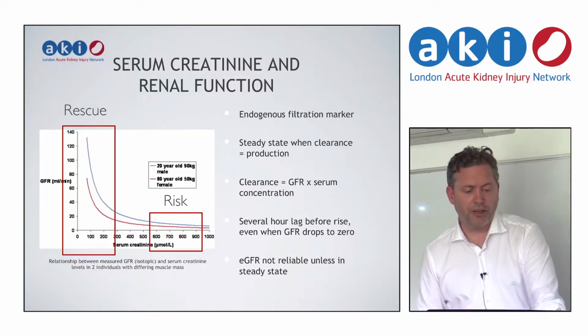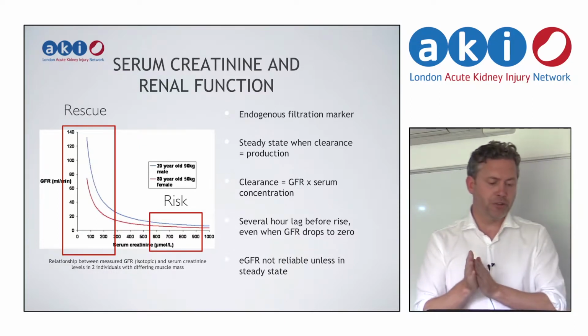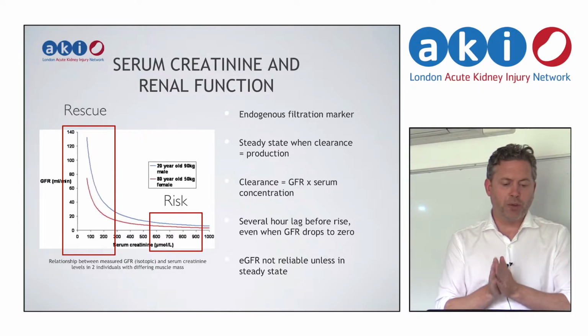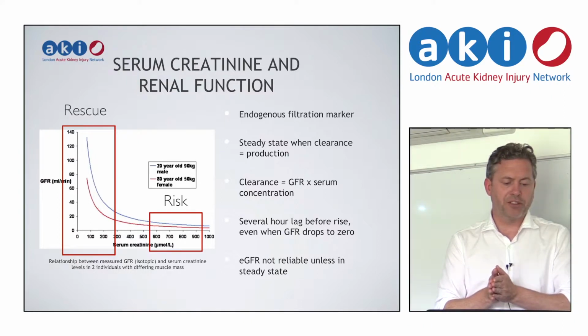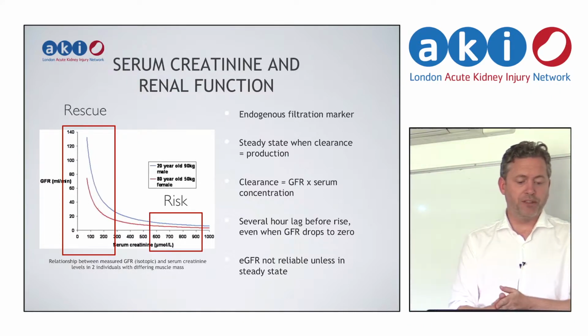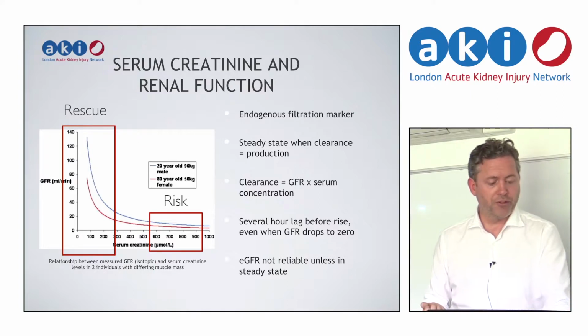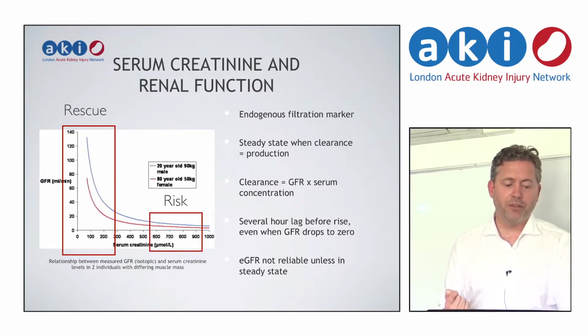I'd like to show you this diagram on the left. So this is 2 patients. One is a 20-year-old male who's 90 kilograms, has a large skeletal muscle mass. This is the blue line. We can see under normal conditions his serum creatinine is 100, and this represents a GFR of nearly 140.